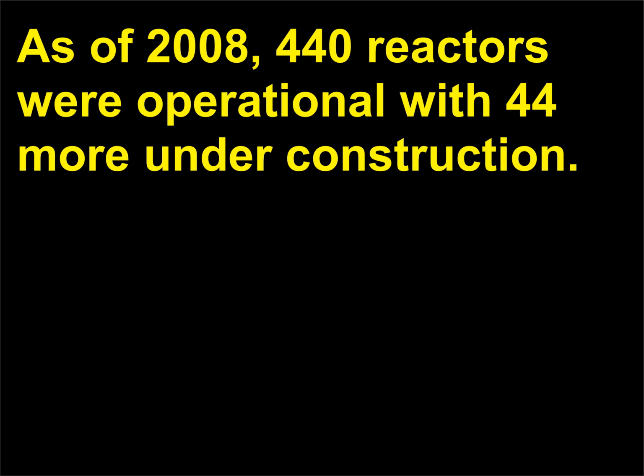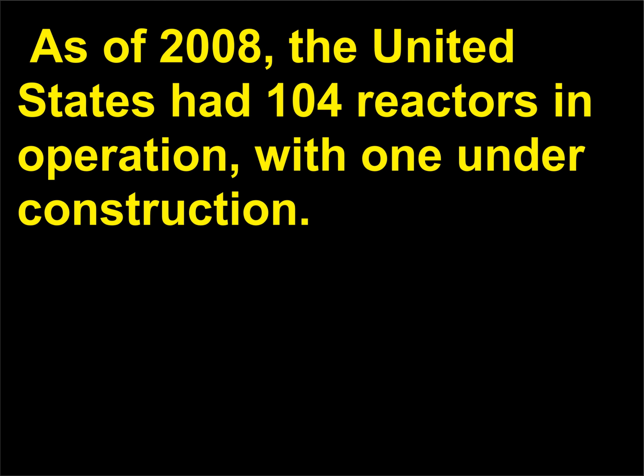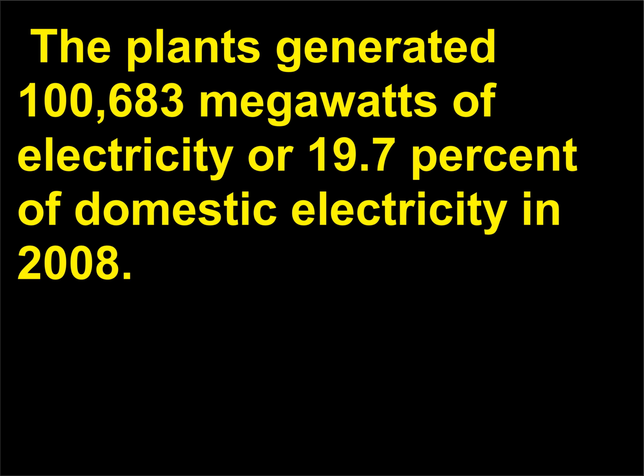As of 2008, 440 reactors were operational with 44 more under construction. As of 2008, the United States had 104 reactors in operation, with one under construction. The plants generated 100,683 megawatts of electricity, or 19.7% of domestic electricity in 2008.